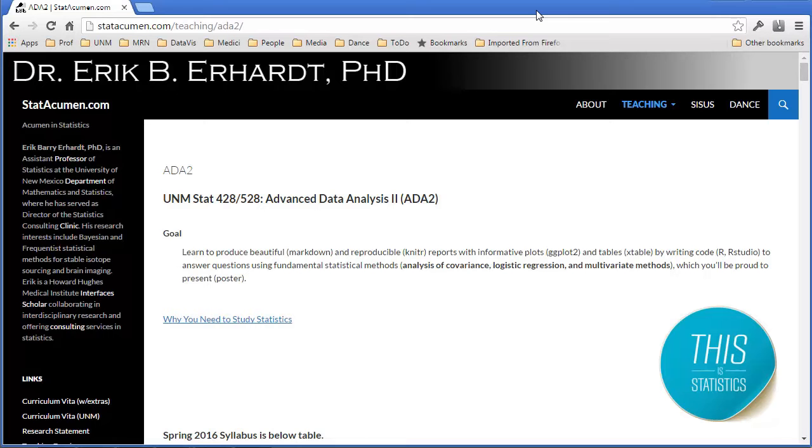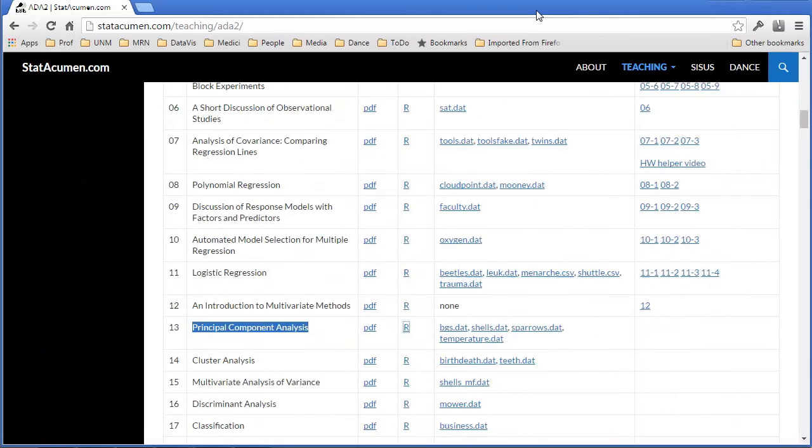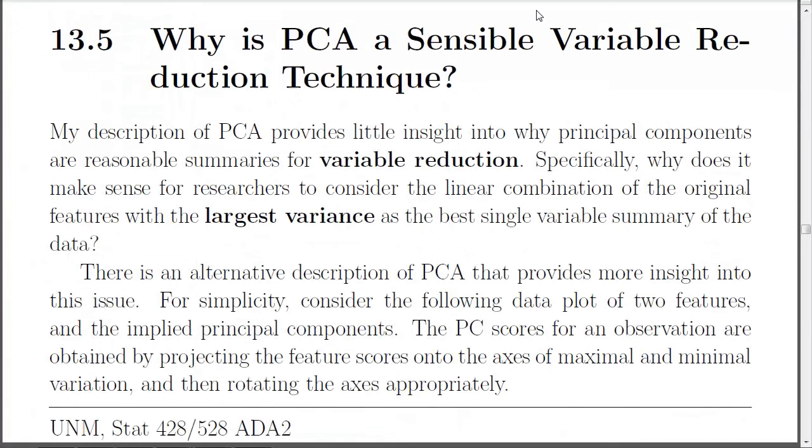In this video, we'll be finishing Chapter 13 on Principal Component Analysis, and we're focusing this time on why Principal Component Analysis is a sensible variable reduction technique, how to use it, how it can get you in trouble, and then I'll show you an example of using this for the purpose of multiple regression.